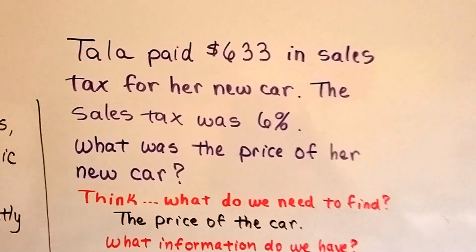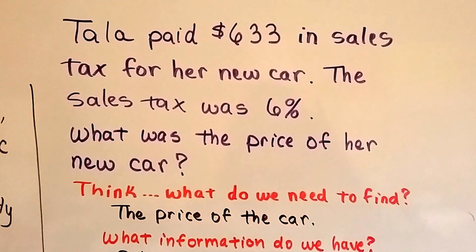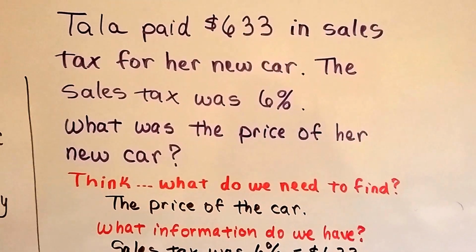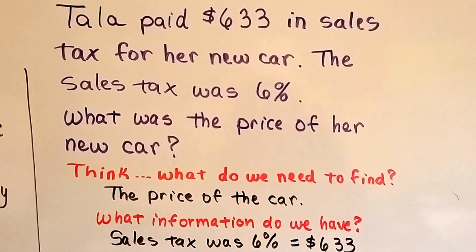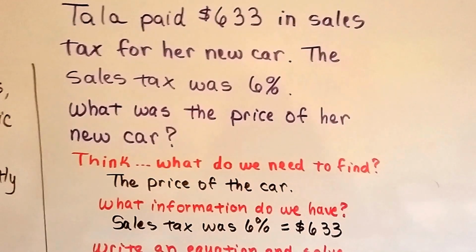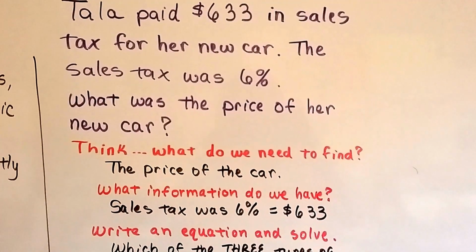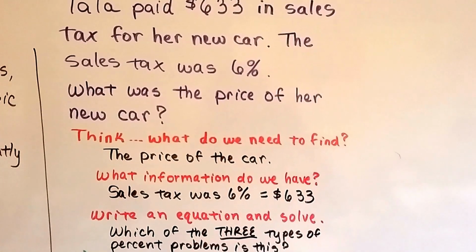Tala paid $633 in sales tax for her new car. The sales tax was 6%. What was the price of her new car? So we think, what do we need to find? We need to find the price of the car. And what information do we have? That the sales tax was 6%, and that equaled $633. Now we need to write an equation and solve it.